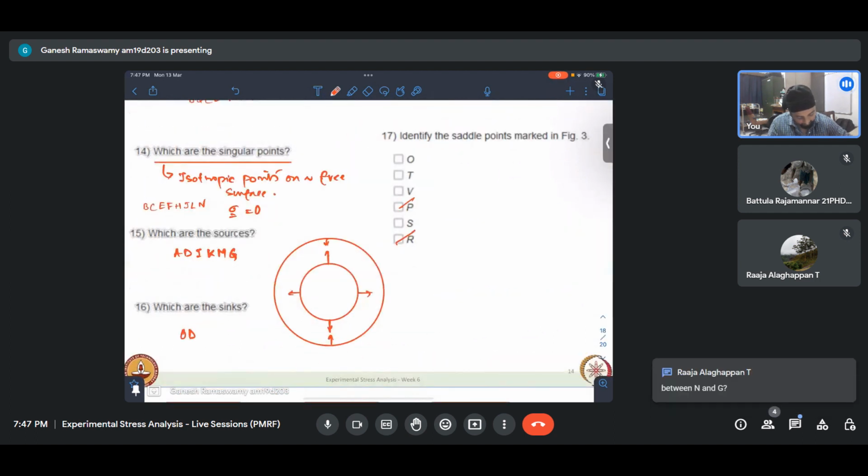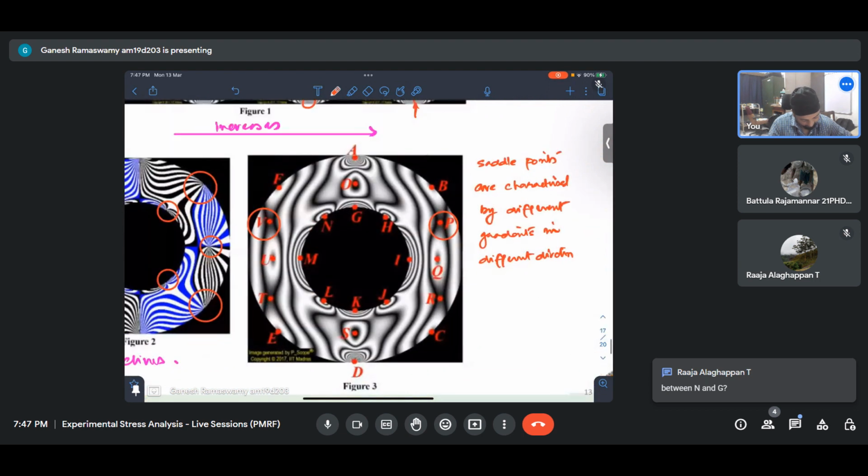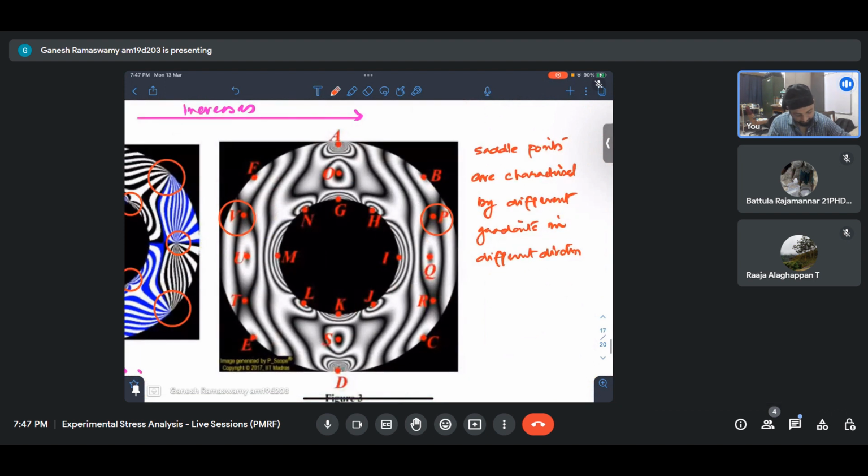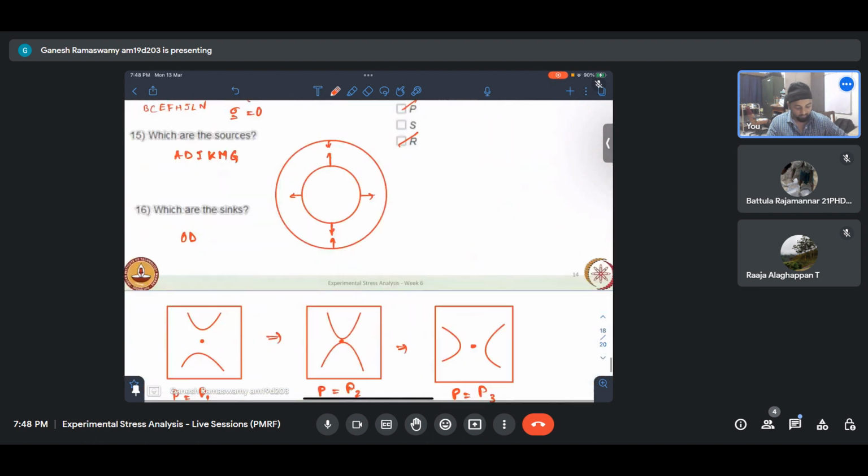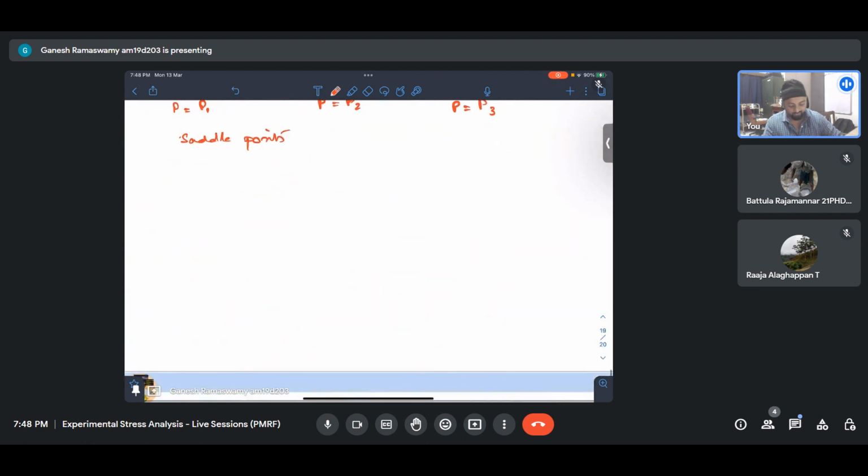Between N and G. N and G. Yes, exactly. These are also saddle points. So by the axisymmetric nature, here also there are saddle points. So there will be many saddle points. The question asked that we have to report the saddle points out of those which are marked. But exactly, your observation is good, that you're able to see that these are also saddle points. There'll be some more.